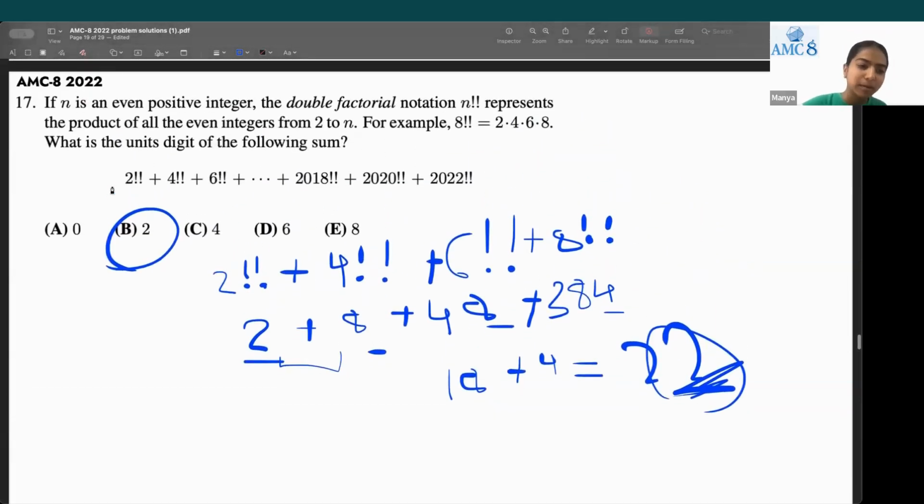Also, if you want, you could just multiply all of these numbers, or just the even numbers in this case, and you'll still be ending with a 2.